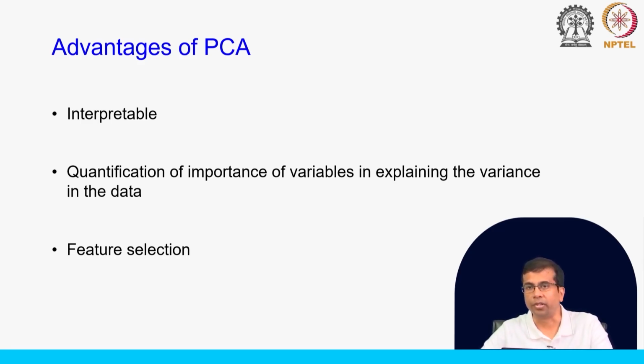We can also use this for feature selection. As I said, if we identify the variables that explain most of the variance in the data, we can choose these as features for building subsequent predictive models. This is very useful if we want to apply such machine learning models on biological data. So, this is something that you probably understand.